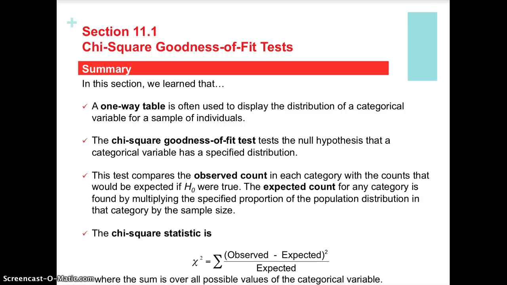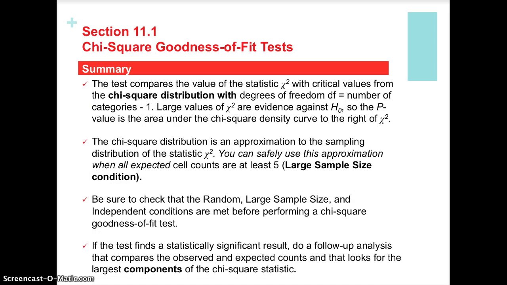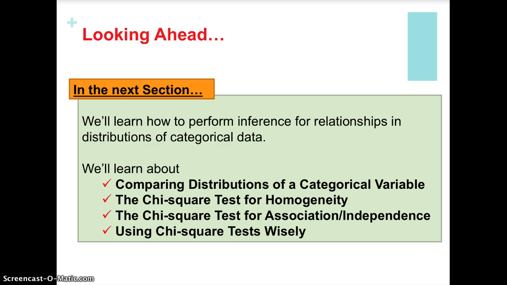So we have gone through all of our objectives. We saw a one-way table used to display the distribution of categorical variables. We calculated the expected values. We were able to conduct a chi-square goodness of fit test and make the claims, the null hypothesis, the alternative hypothesis. Let's see what else. And then we were able to determine degrees of freedom, as well as check the large sample size condition, check all the conditions, and then do the follow-up analysis with the largest components of the chi-square calculation.